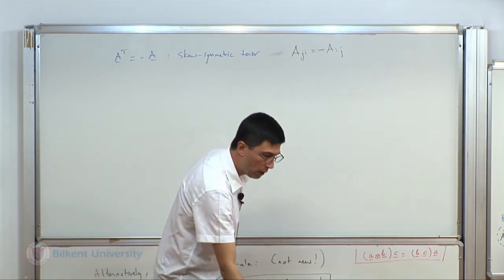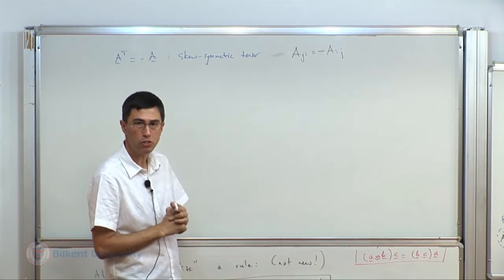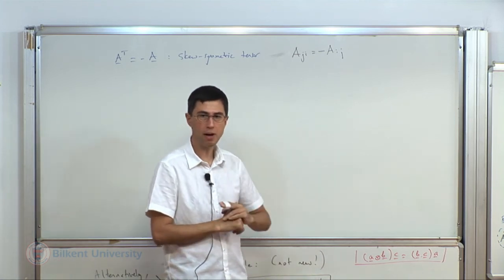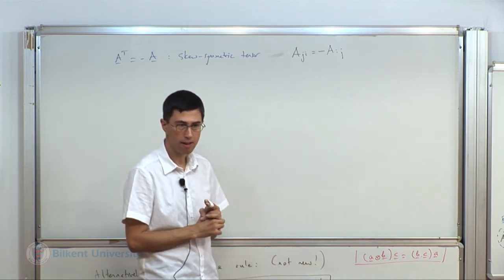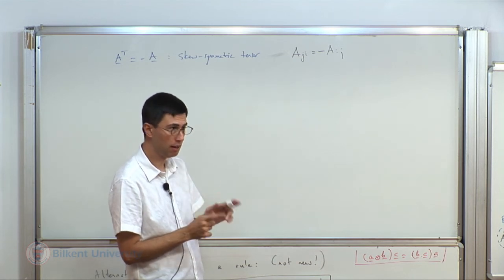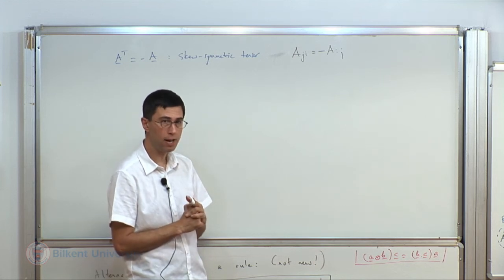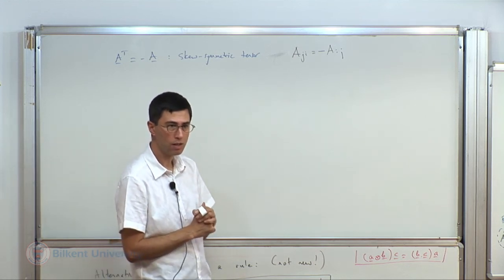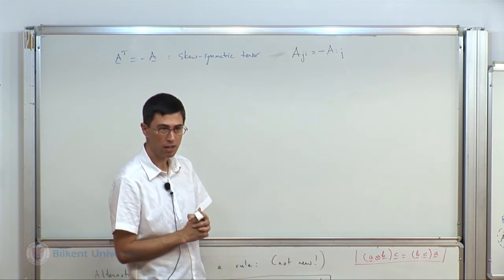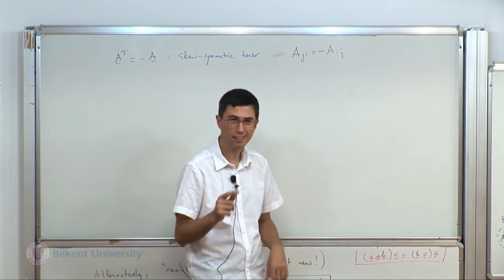Okay, so we are in a three-dimensional space, right? I take a general tensor. How many independent components does it have? Nine. The tensor itself, 9. If it's symmetric, how many? 6. If it's skew symmetric, how many? 3. Do you see that?